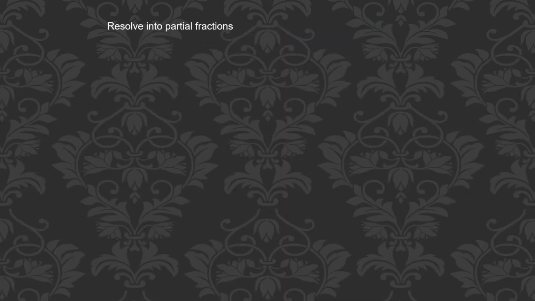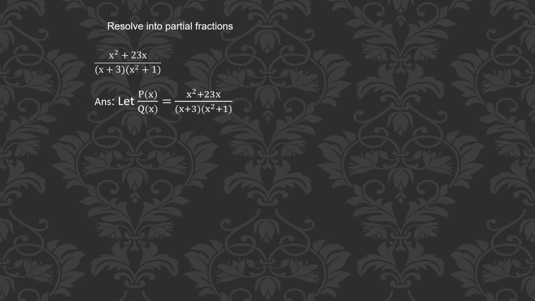Let us see the first example. Resolve into partial fractions the given fraction x square plus 23x upon x plus 3 into x square plus 1. We'll name the fraction p of x upon q of x because both the numerator and denominator are polynomials. Now observe that p of x contains two terms of x, but the highest power is 2, hence the degree of p of x is 2.